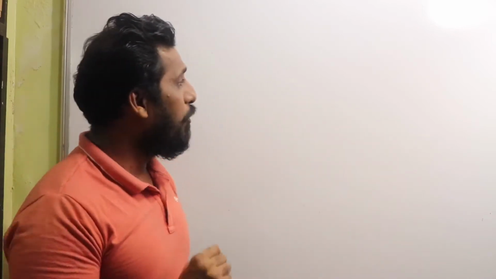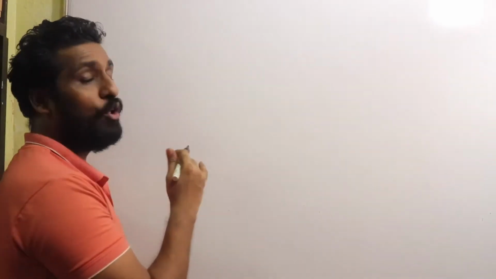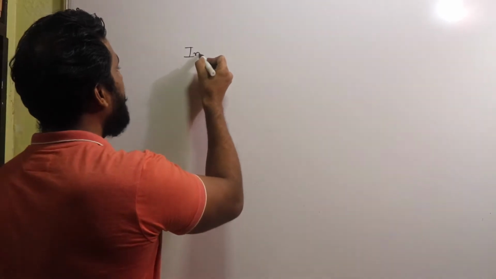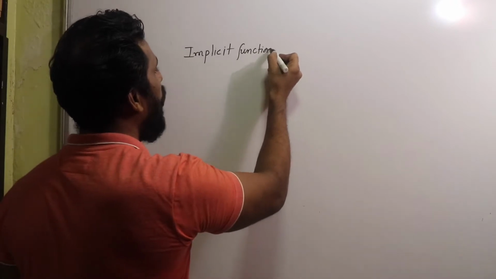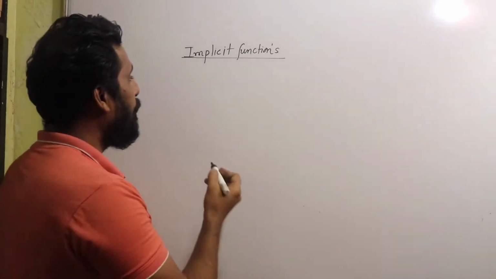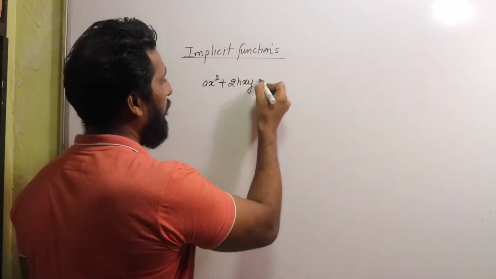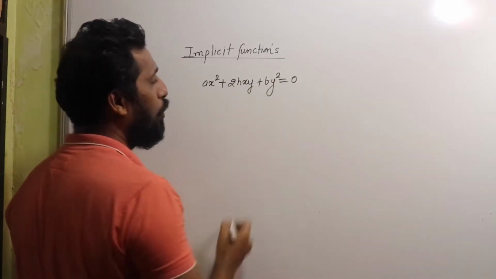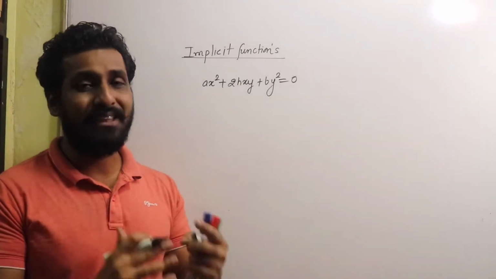Today we are going to see one more technique for solving some questions in derivatives. If you remember, there is one section in derivatives called implicit functions. I hope you already know what implicit functions are. For instance, if I write ax square plus 2hxy plus by square equal to 0, this is an implicit function of the variables x and y.